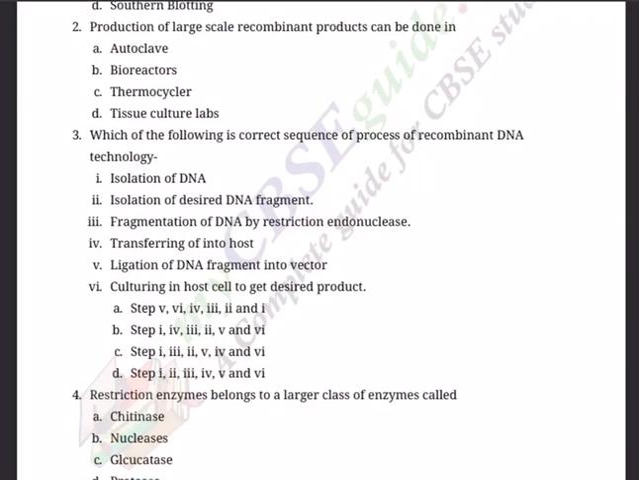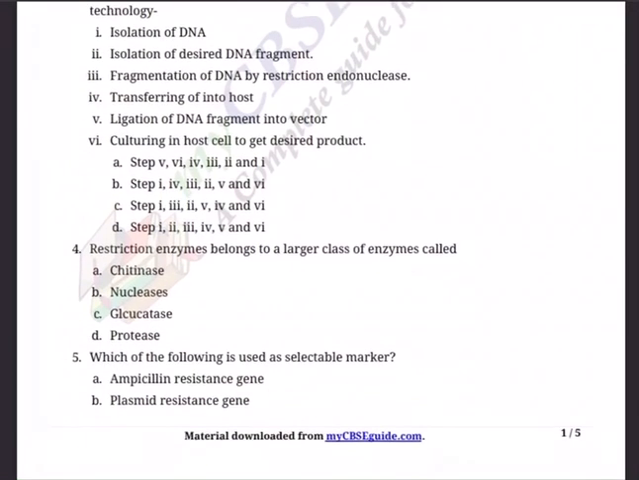Question 3. Which of the following is the correct sequence of process of recombinant DNA technology? Isolation of DNA, first step. Second, isolation of desired DNA fragment. Third, fragmentation of DNA by restriction endonuclease. Fourth, transferring of the plasmid into the host. Fifth, ligation of DNA. Ligation is attachment of DNA fragments into vector. And of course, culturing in host cell to get desired product. So what is the sequence? We have to arrange this in sequence.